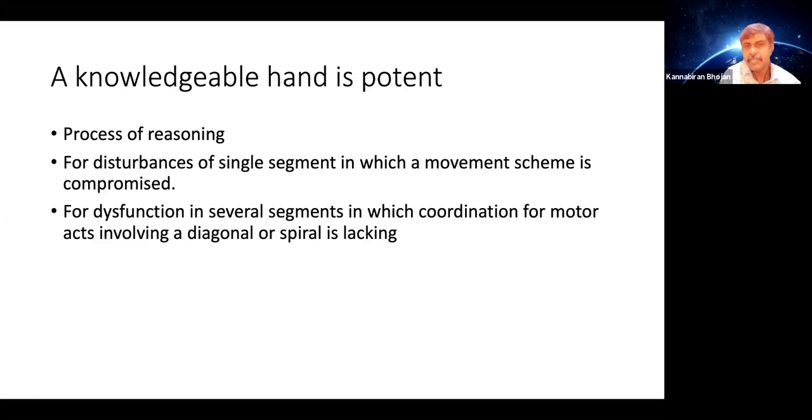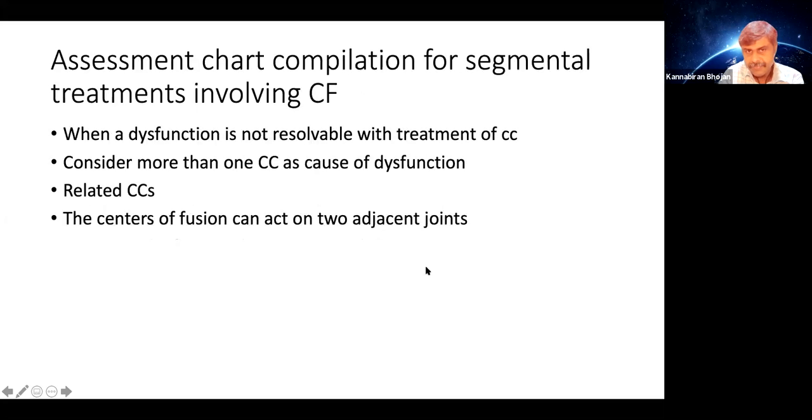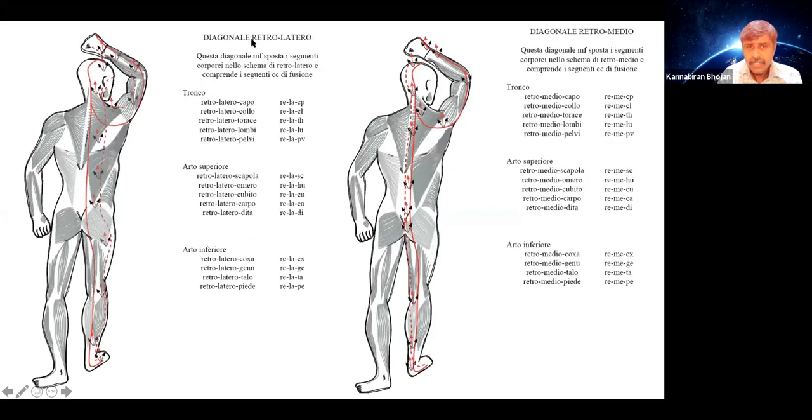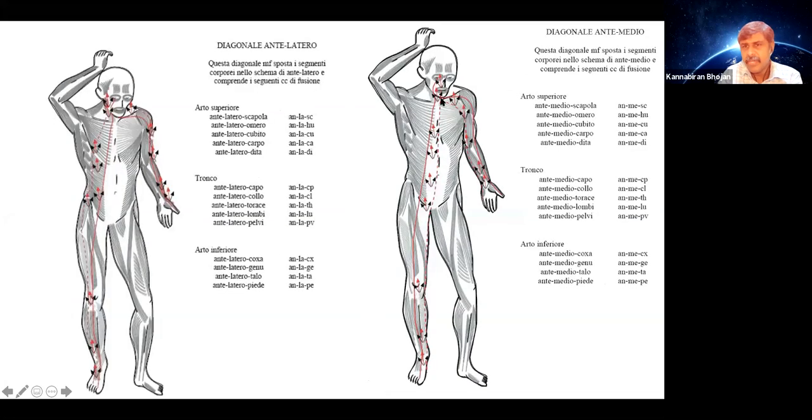When it's a single segment, most of the time we treat the CCs. When it's multiple segments, we have to treat multiple CCs or CFs, that is centers of fusion. So you have an assessment chart, and then we work on the assessment chart to finalize the mobilization. And this is what you call the diagonal, the center of fusion. You can see here the retromedial diagonal and the retrolateral diagonal. And the next slide is the antilateral and antimedial diagonal.